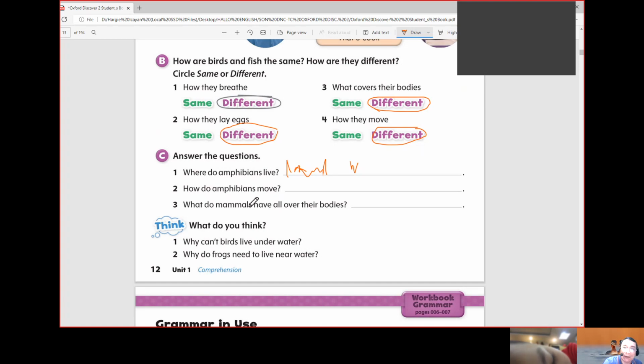Next, how do amphibians move? Like a frog. Yeah, jump. Okay. What else? Mammals have skin all over their bodies. What do mammals have all over their bodies? Skin. Aside from that, we're talking about mammals, so they have fur. Okay, so fur covers their bodies.